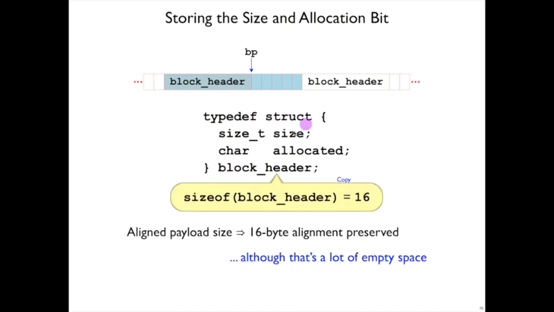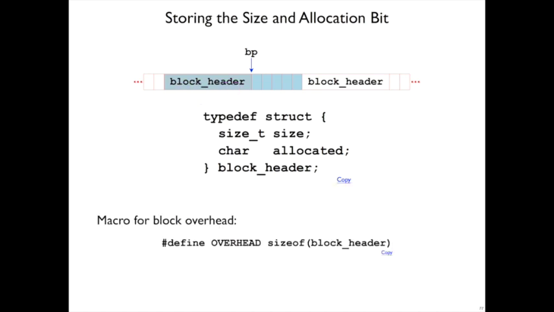Notice that because size is a size_t, which is size 8, that means this structure has to be aligned on 8 bytes, and so that rounds up to 16, and that's great because a 16-byte block header will preserve alignment very simply. So that means the overhead, it's going to be useful as we implement this to have an overhead definition, and that's just the size of the block header. That's how much memory we have to add to every request from the application to get the actual size of the block.